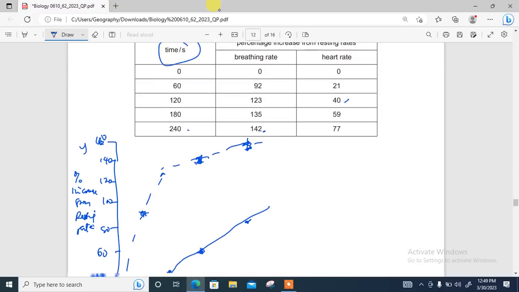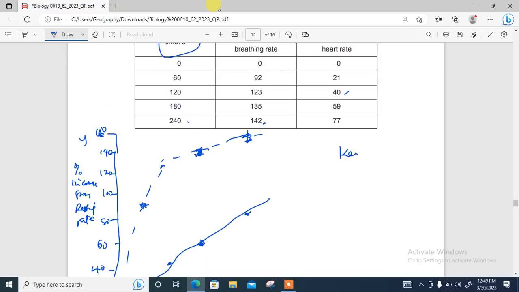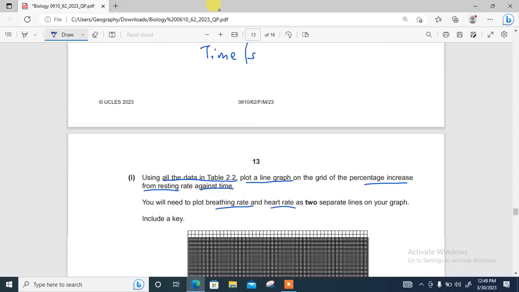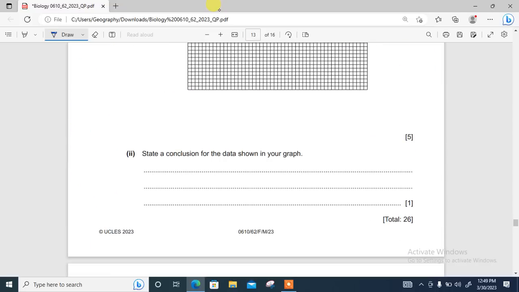Join that. Once you do that, you get a key just beneath your graph. Since we have two lines, dotted lines represent breathing rate and straight lines represent heart rate. So that's all. You get the full mark. So you do that, you get 5 marks.